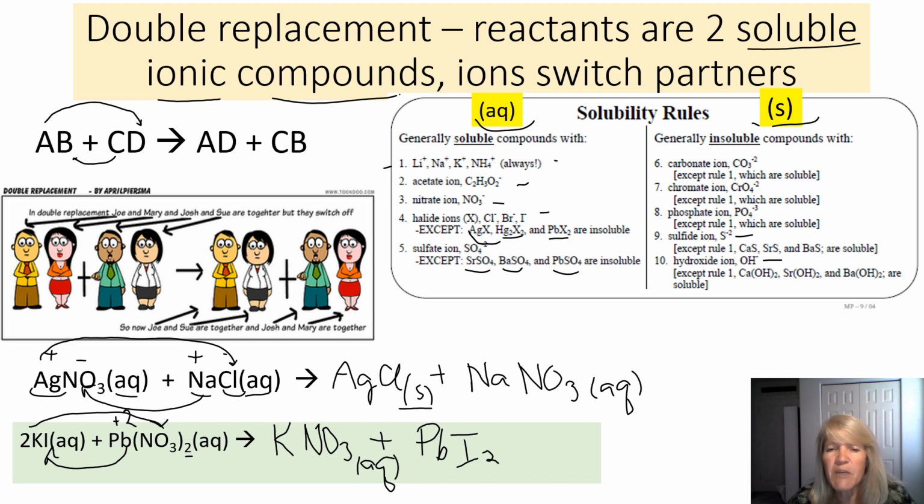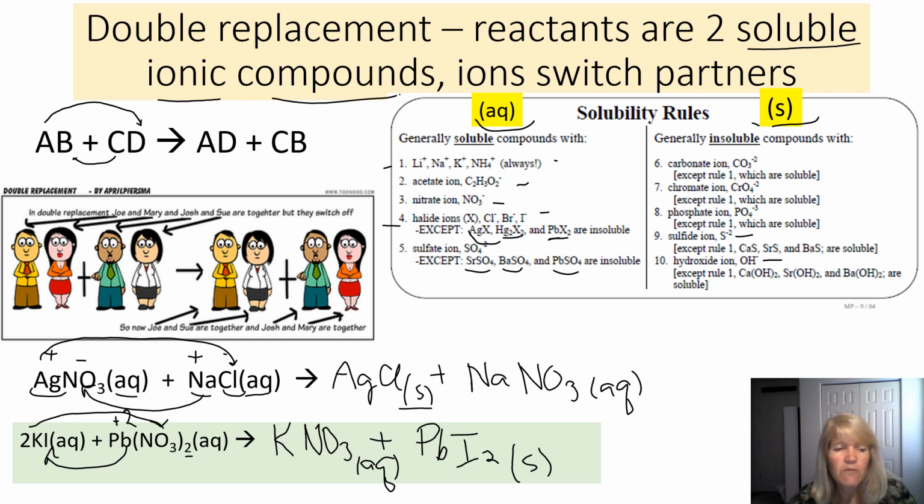And then the PbI2, well, that's rule 4. I is usually soluble, but Pb, that's our exception. So this piece is solid. So we do have a precipitate, and that's what you'd see in these reactions. You'd see a solid forming. It will get cloudy. And so let's go ahead and balance it.